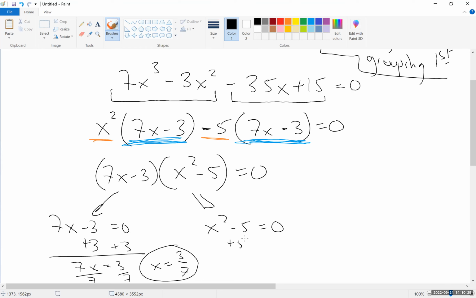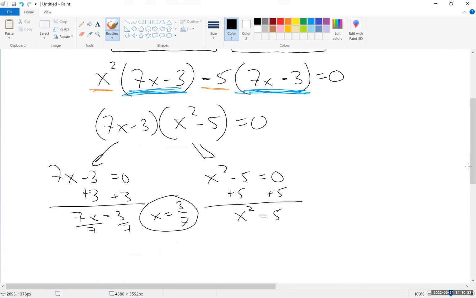So what we're going to do is add 5 on both sides to get the x squared by itself. We get x squared equals 5. To get rid of the squared, we're going to take the square root on both sides, and when we take the square root, we want to add a plus or minus sign. The square root and the square on the left side cancel each other, and we're just left with x. On the right side, we get plus or minus square root of 5. So here we have 3 answers. When we're putting our answers, we're going to put 3/7, comma, the square root of 5, comma, the negative square root of 5.